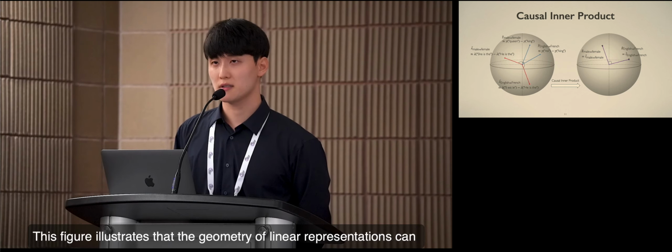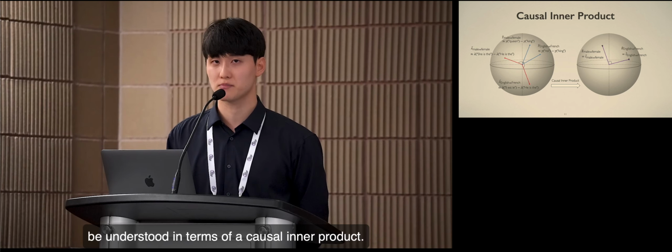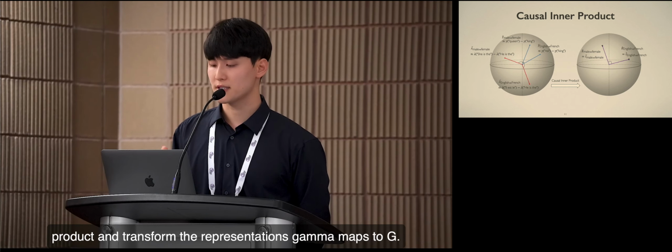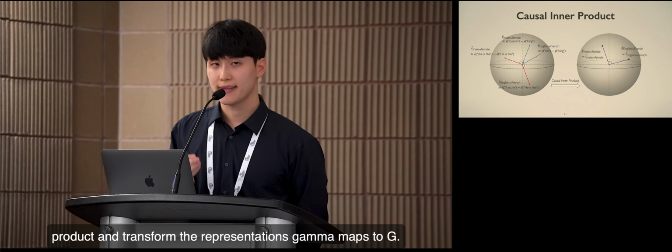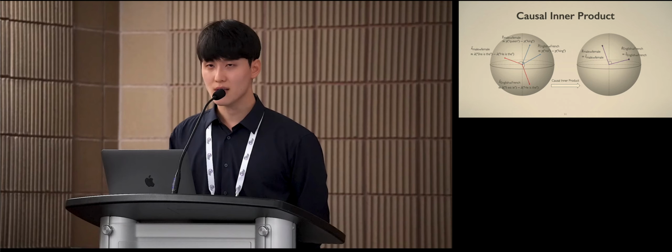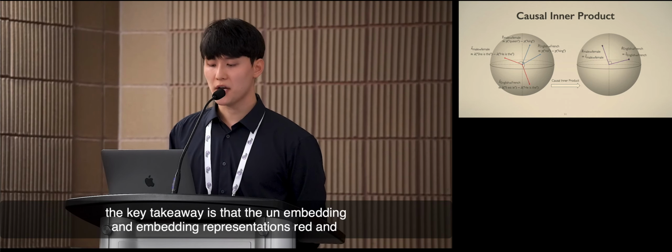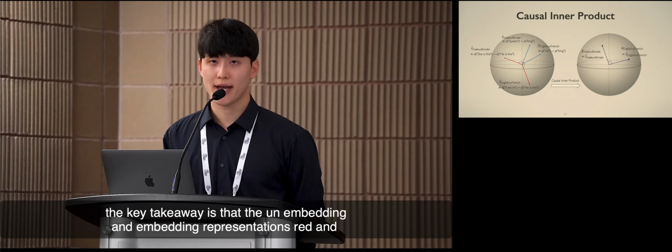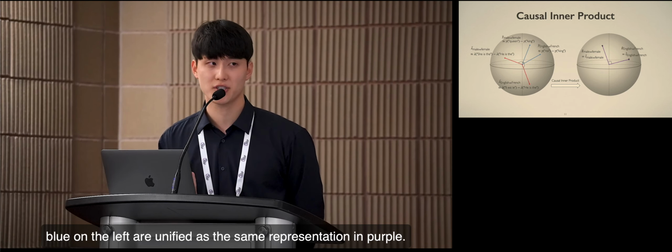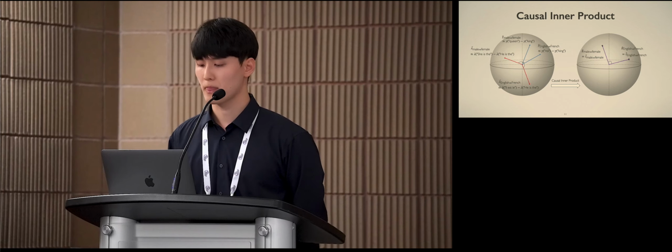This figure illustrates that the geometry of linear representations can be understood in terms of a causal inner product. On the right, we show how the mapping induced by the causal inner product transforms the representations. Gamma maps to g, while lambda maps to l. The key takeaway is that the unembedding and embedding representations, red and blue on the left, are unified as the same representation in purple on the right.